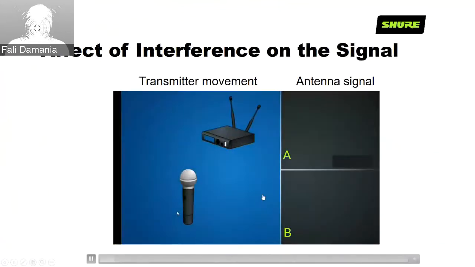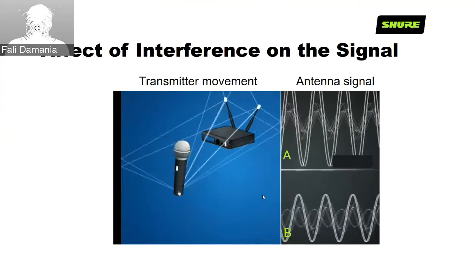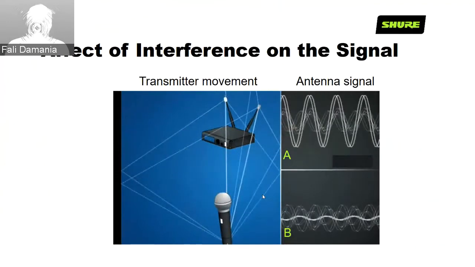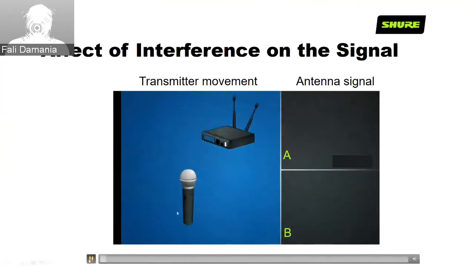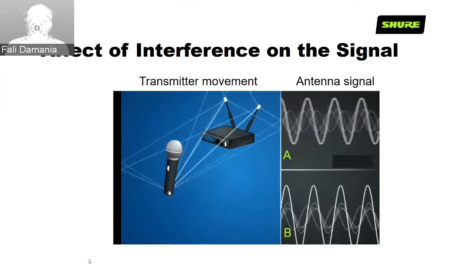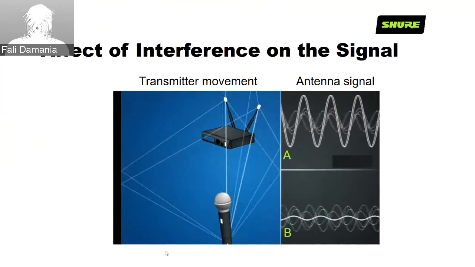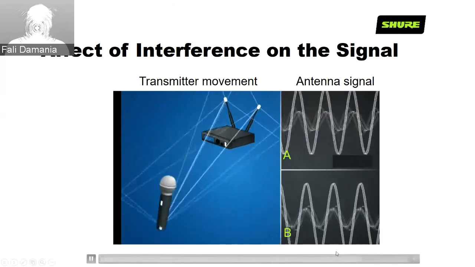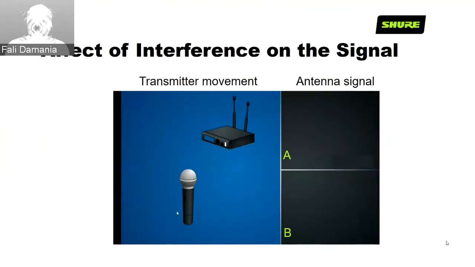Now we have a better explanation of this. On your left, you can see a transmitter with a receiver, and on the right, you can see antenna A versus antenna B. As the transmitter moves towards antenna A, you can see the signal captured by antenna A is higher. And as it moves towards antenna B, the signal captured by antenna B is higher. That's the whole reason why all receivers have two antennas. It's a term called diversity. We want at least one of the two antennas to pick up the best possible RF signal, which can then be converted into audio by the receiver and sent down your XLR cable. So this is the typical example of multipath interference and why all receivers have two antennas for the best possible reception.